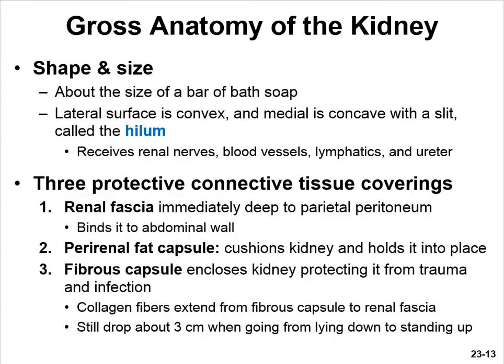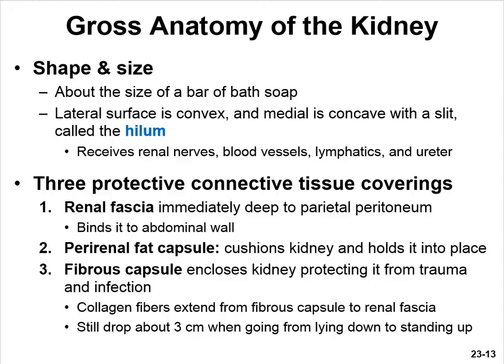They're about the size of a bar of bath soap, and the lateral surface is convex, and the medial surface is concave with a slit called the hilum. It receives renal nerves, blood vessels, lymphatics, and the ureter.